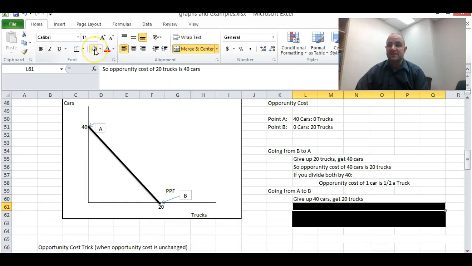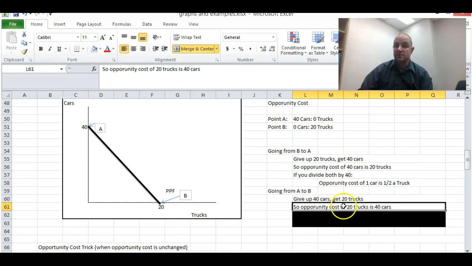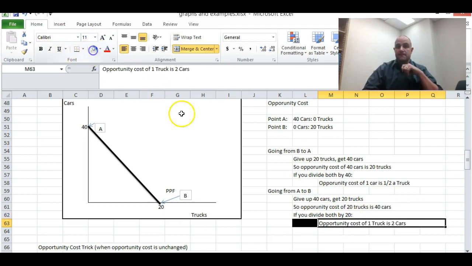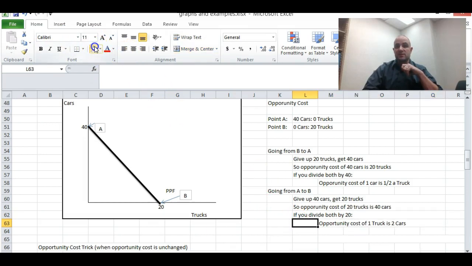So to get those 20 trucks, you have to give up the 40 cars. So the opportunity cost of those 20 trucks is 40 cars. And if we do that same dividing by 20, if you want to get it in terms of every truck, you find that the opportunity cost of one truck is going to be 2 cars. So for every truck you produce, you have to give up 2 cars. So for General Motors in this case, for every truck they want to produce, they have to make 2 fewer cars. That's the trade-off there.